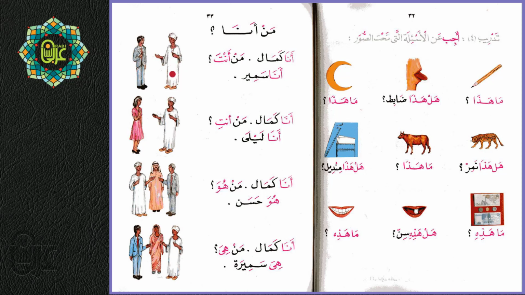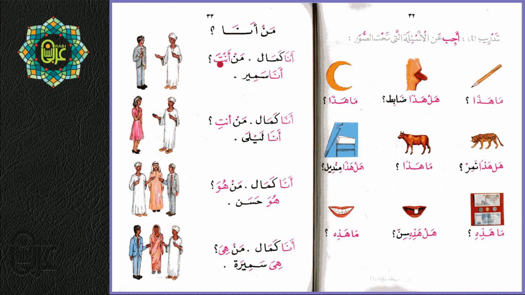Here we have Kamal. Kamal is introducing himself to Samir and Samir is responding. Kamal says, Ana Kamal. So the easiest way to introduce yourself after greeting is you say Ana, which means I, and then you put your name, either full name or your first name. Ana, I, Kamal. We don't use am, is, are in Arabic.